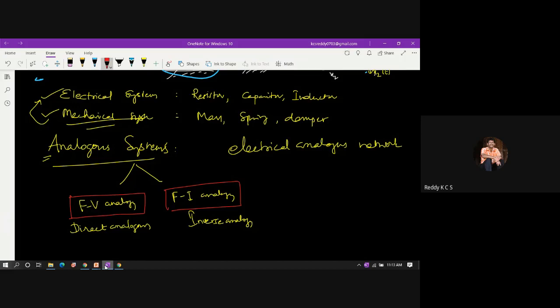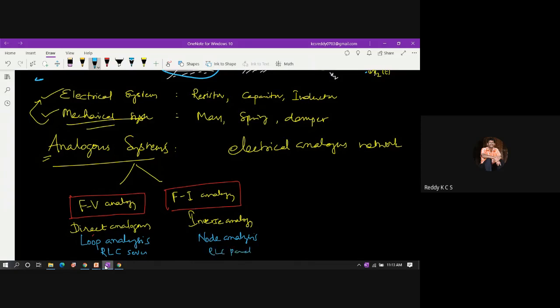The FV analogy is also called loop analysis, and the FI analogy is called node analysis. In the force voltage analogy, the RLC circuit is connected in series, and in the other, the RLC is connected in parallel.